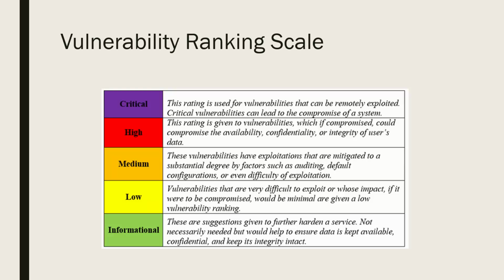Medium are vulnerabilities that are mitigated to a substantial degree. And then low are those that are very difficult to exploit, or if they were to be compromised, it would just be very minimal. And that's why they'd be given a low rating. And then the informational ones are more just suggestions to further harden services. They're not necessarily at risk for your system, but it's always best to be prepared and have things protected and hardened.